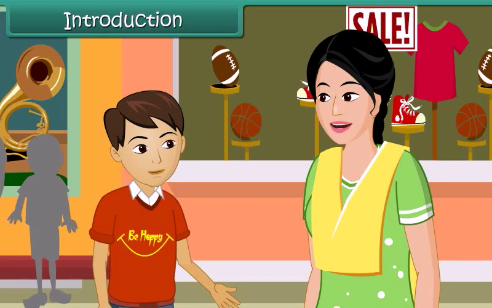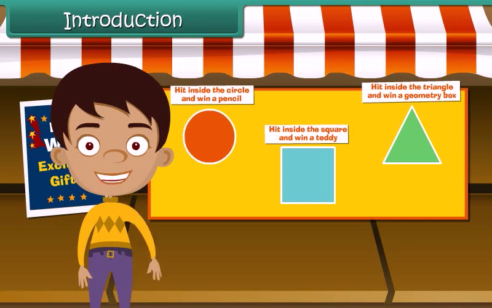What happened, son? Do you want to try? Yes, I want to win the geometry box, but I don't know which among these shapes is triangle. Friends, circle, square and triangle are some of the geometrical shapes. Come, let us know about these shapes in the lesson Geometrical Shapes.